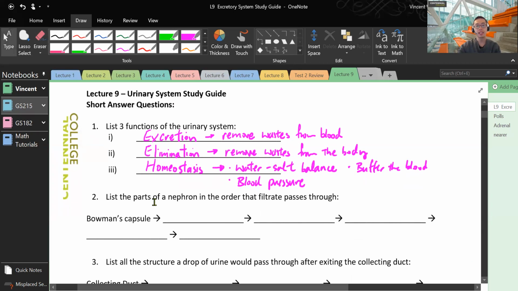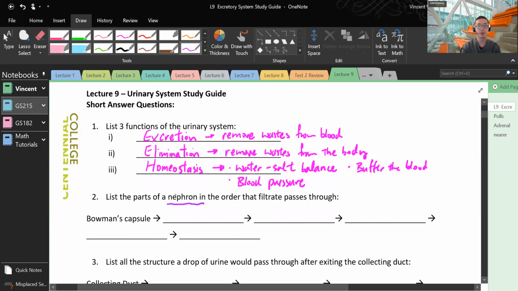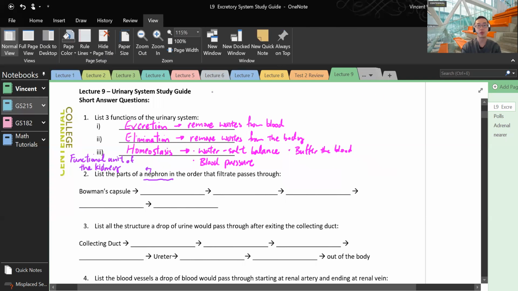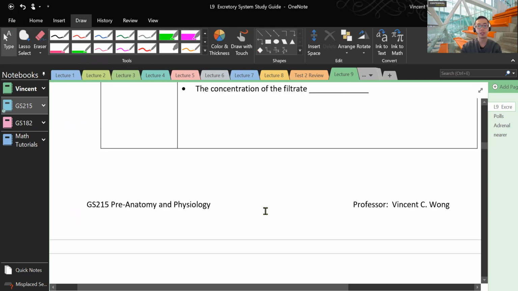So next, we're going to list the parts of a nephron. In case you've forgotten, the nephron is the structural and functional unit of the kidney. It looks like a crazy straw, a straw that has been all twisted up, and there are different parts to it. Let me just quickly show you.